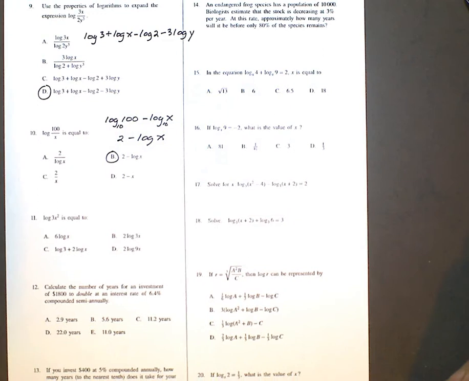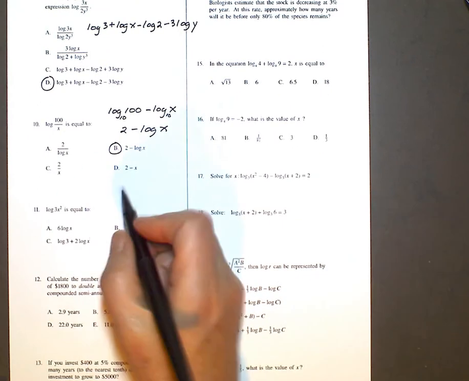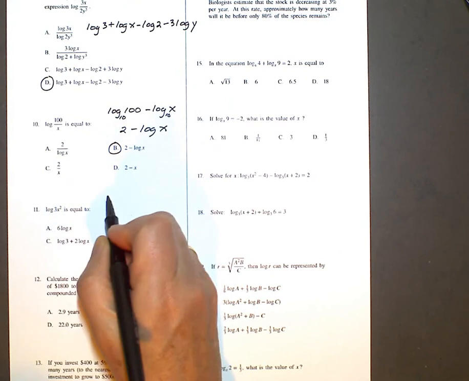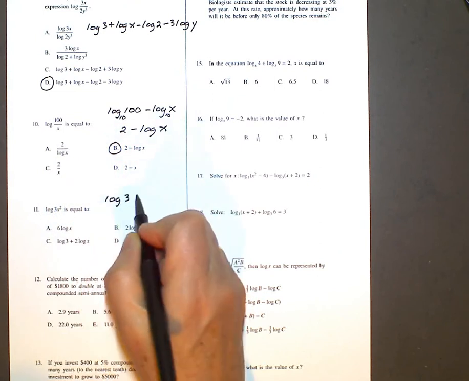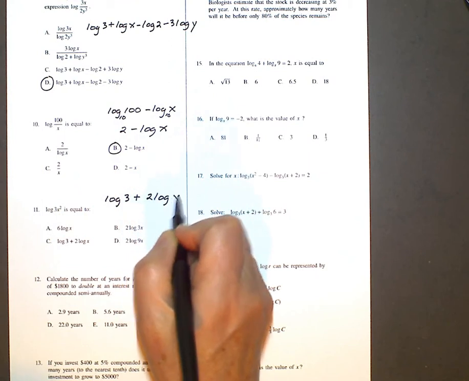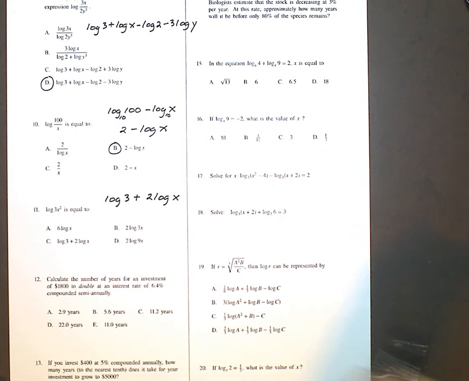And then in number 11, also I'm expanding. So 3 is being multiplied by x squared. So it's going to be the common log of 3 plus the common log of x squared, which is 2 times the common log of x. And so that would be choice C.